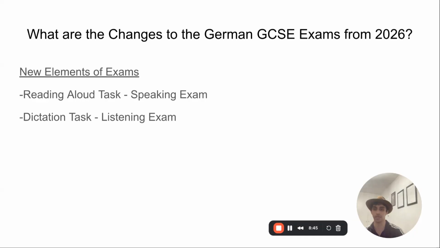The second new element is the dictation task. That is part of the listening exam. That is a task where they will read out sentences in German slowly, and they will repeat each one 3 times generally. And you will either have to fill in the blanks to complete the sentences or transcribe the entire sentence. So write out the entire sentence that you hear in German. So again, knowing sound symbol correspondences can be really useful for that.